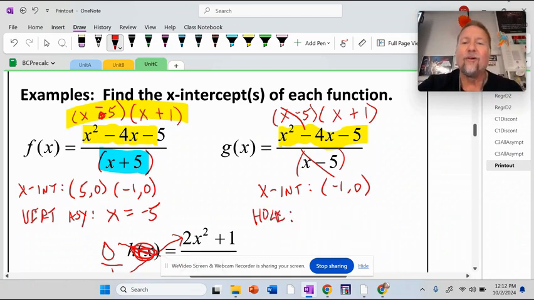And then there's a hole at -5. We did talk about this, right? And then you plug it into the leftover. So -5 plus 1 is -4.